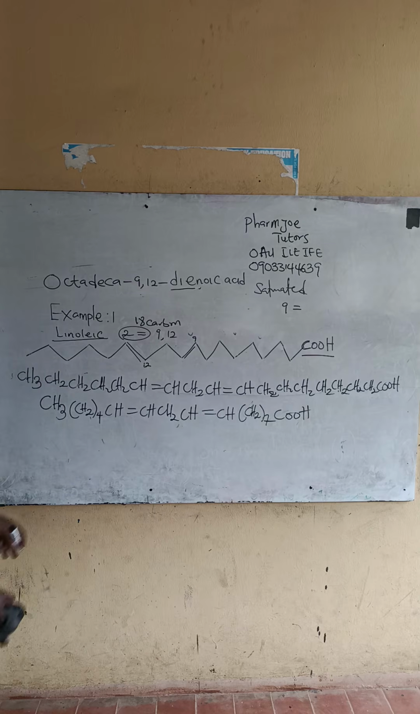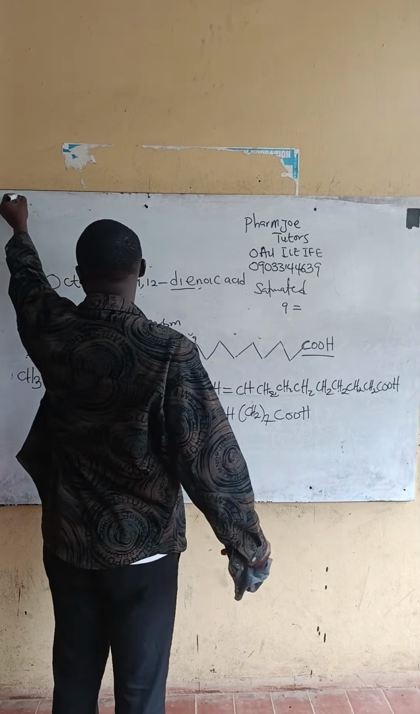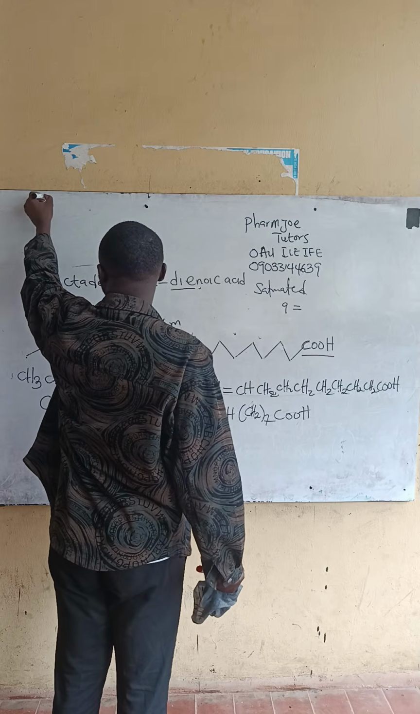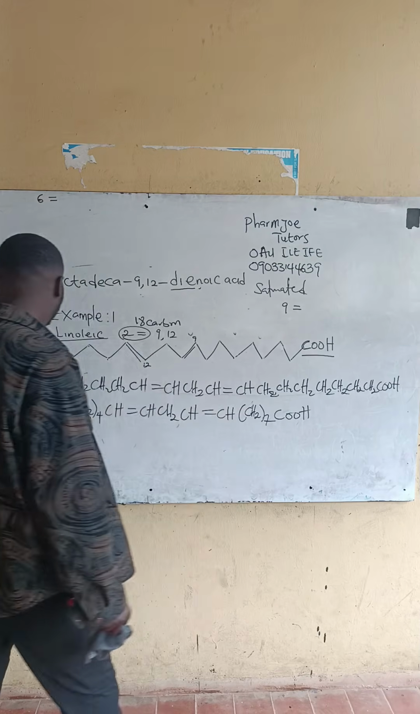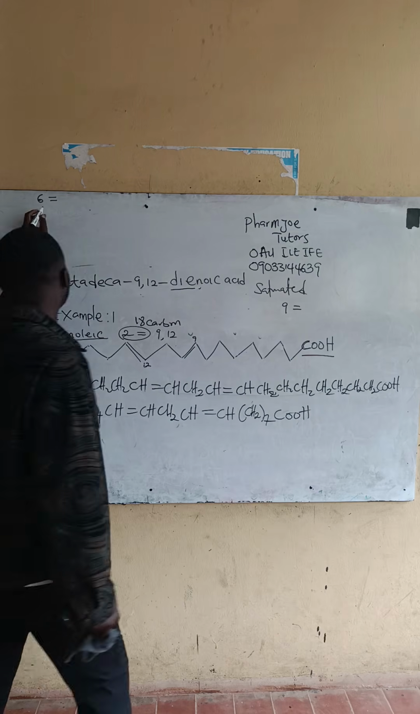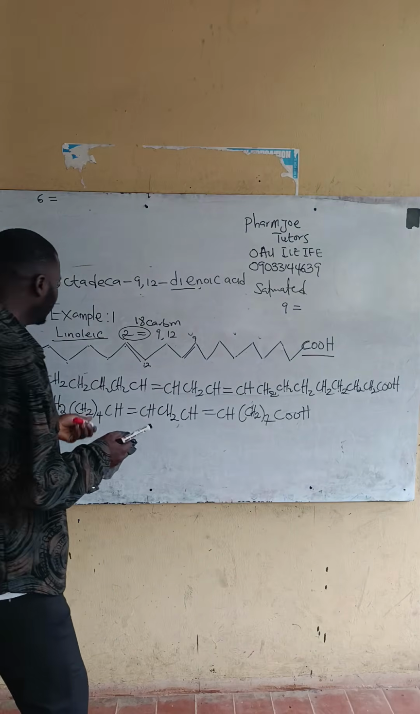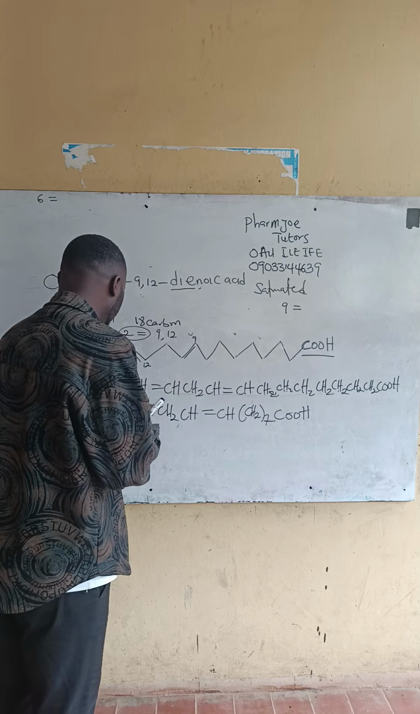So let me start the counting. This is 1, this is 2, this is 3, this is 4, this is 5, this is 6. One double bond is in position number 6. I'm counting from the back, from the methyl: 1, 2, 3, 4, 5, 6. So one double bond is in position number 6. Let me mark it: position number 6.